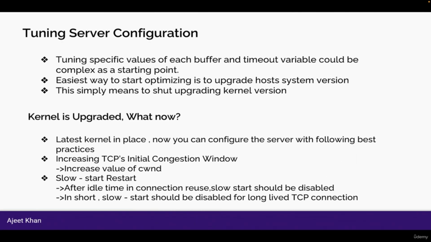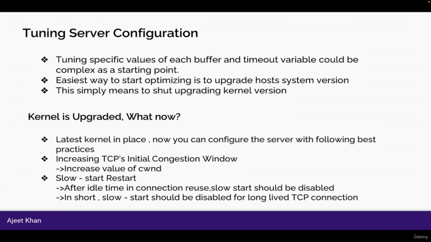Let us see what we can optimize or tune at the server configuration level. So we can tune specific values of each buffer and timeout variable. But tuning specific values of each buffer and timeout variable could be complex as a starting point. So the easiest way to start optimizing is to upgrade the host system version. This simply means upgrading the kernel version. So we have upgraded the kernel.